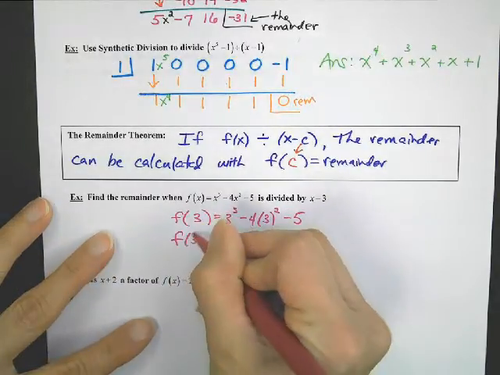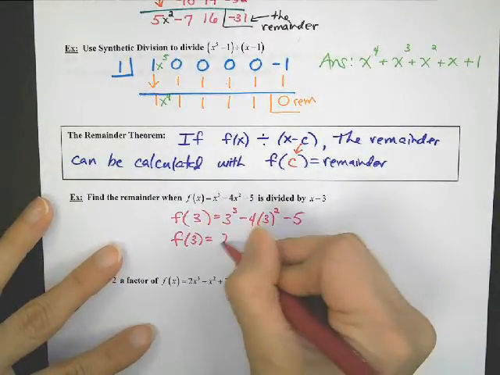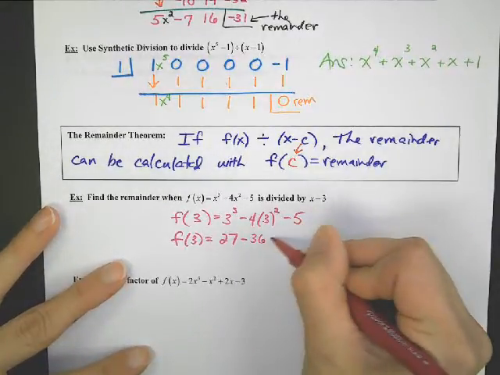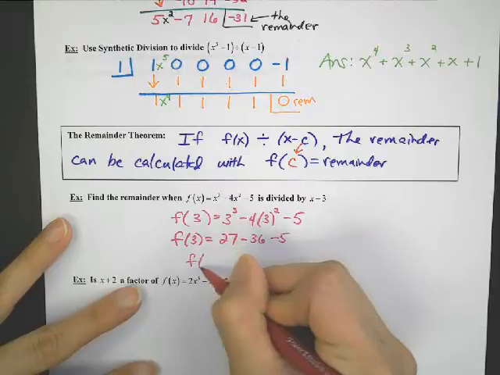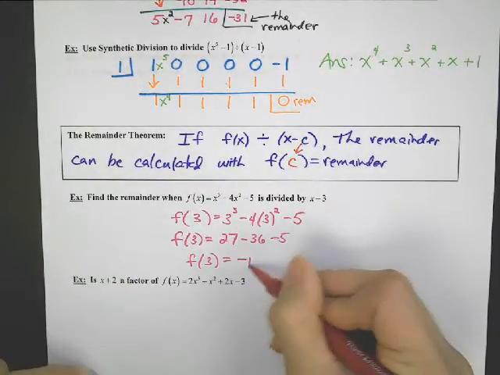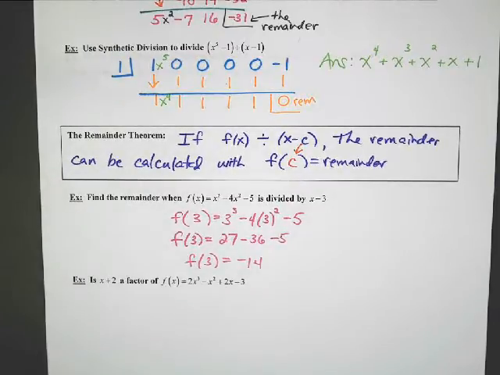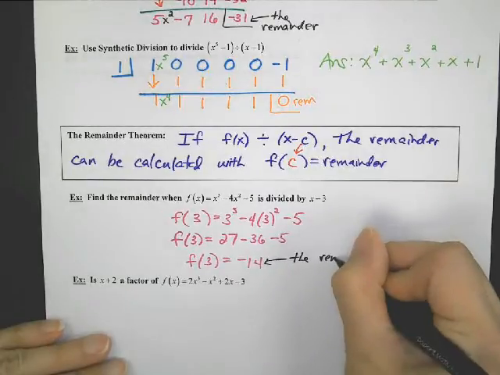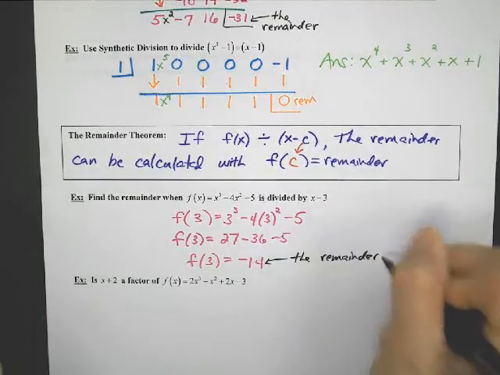Let's label our work. F of 3 equals 27. 9 times 4 is 36 minus 5. So f of 3 is negative 14. Okay, and what is negative 14? That is the remainder.